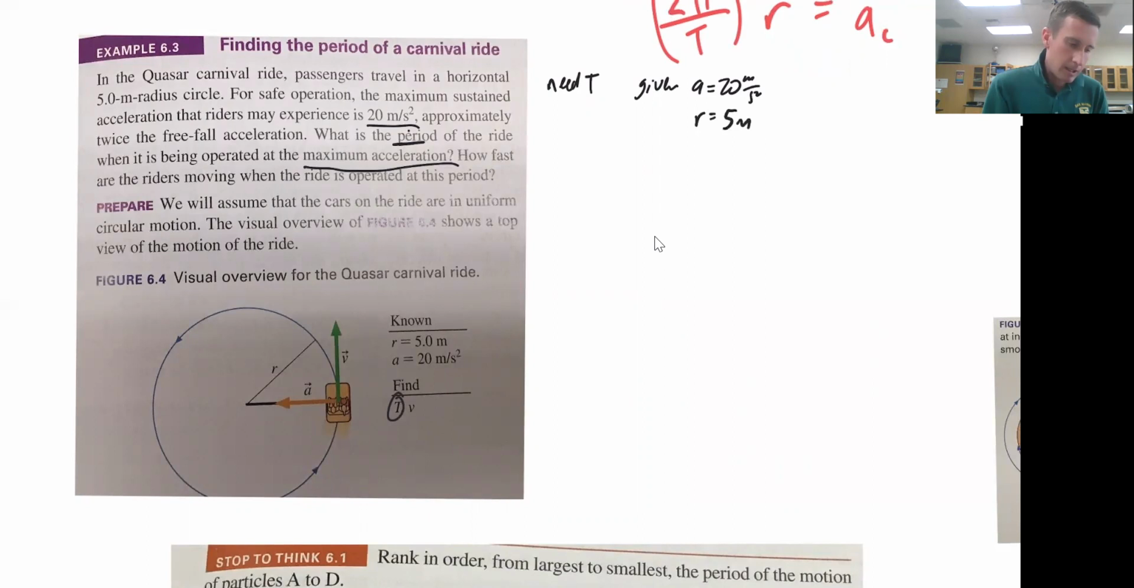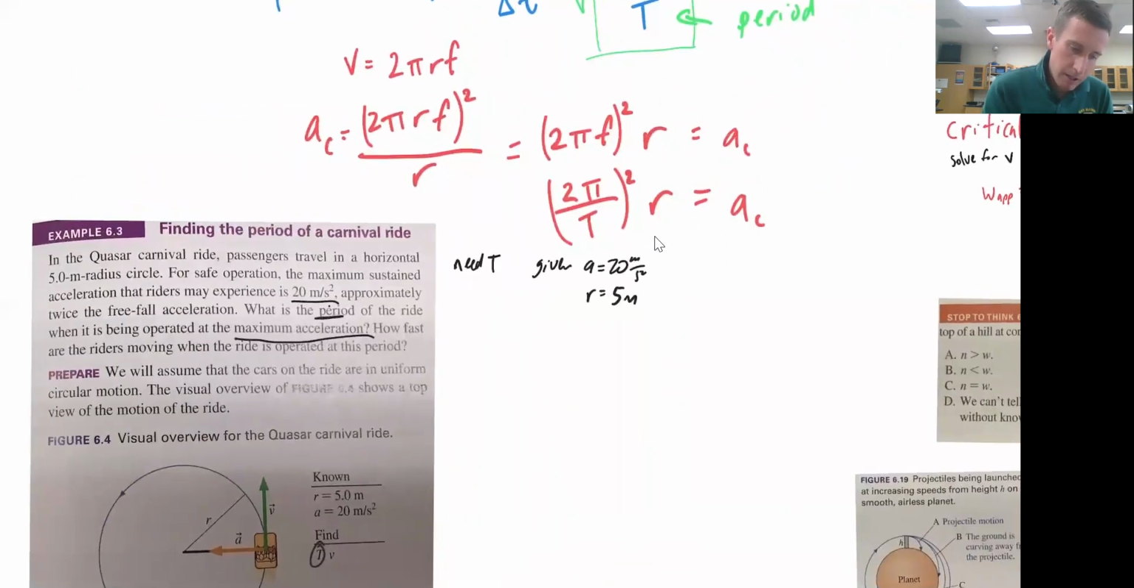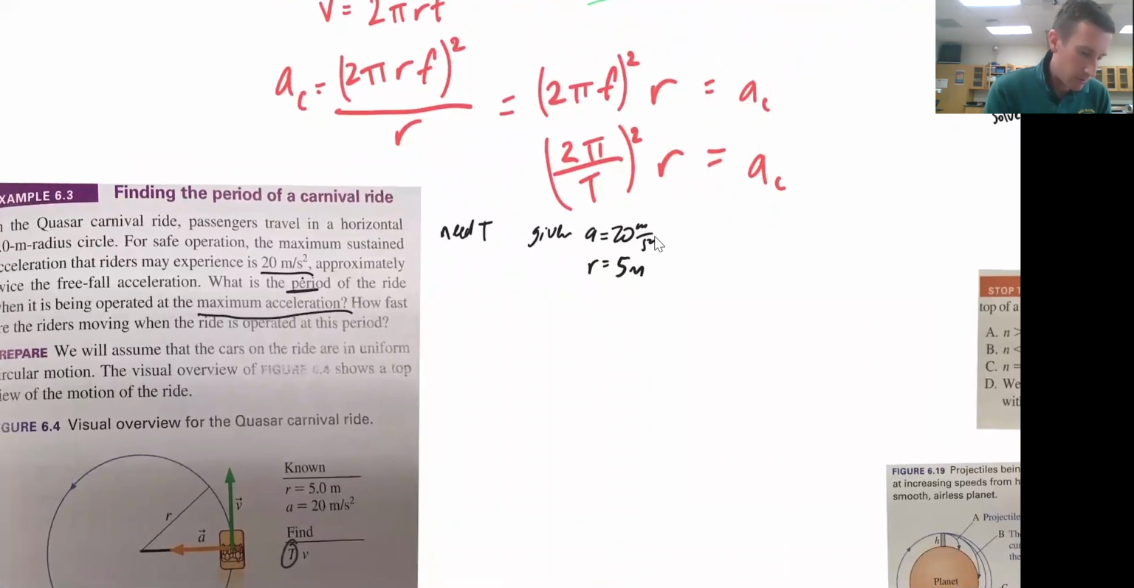Okay, so acceleration, radius, and period. Oh, look at that. I've got that equation right above it, right there. So I'm going to do acceleration is equal to 2 pi over T, squared, times r. Now I'm just going to plug straight in.